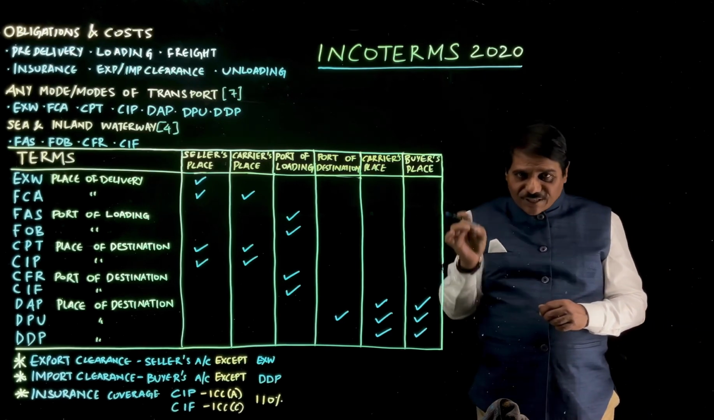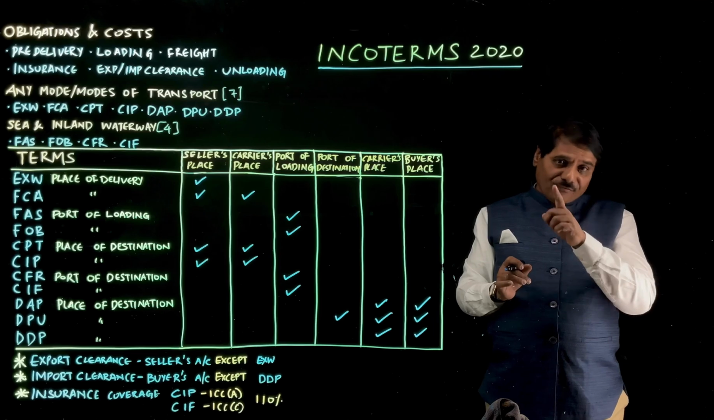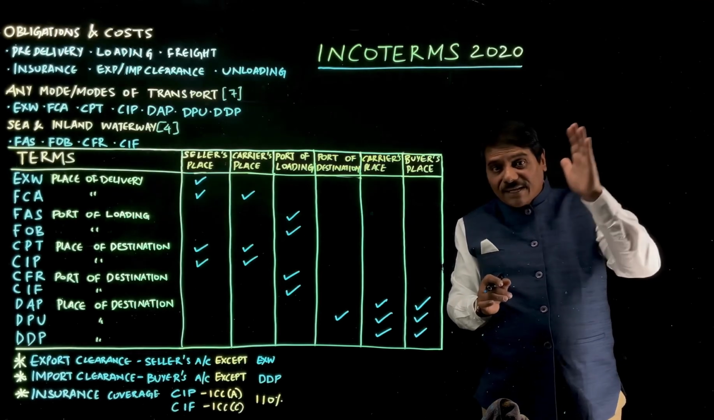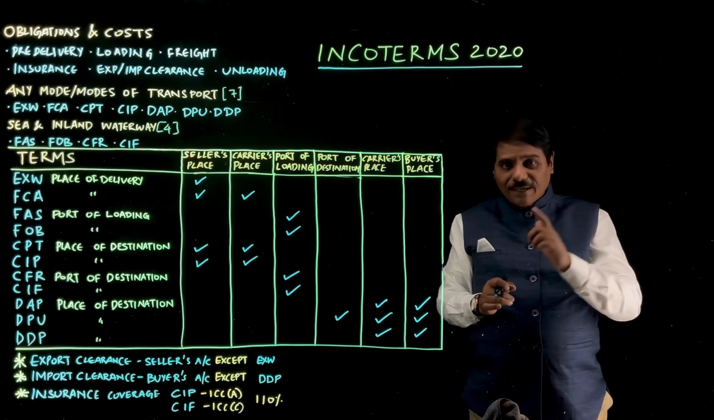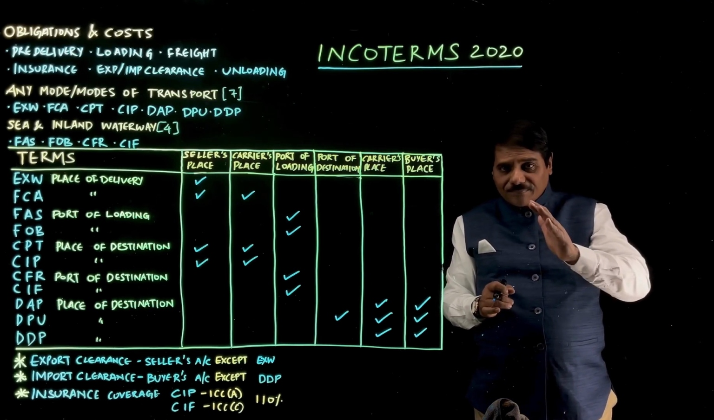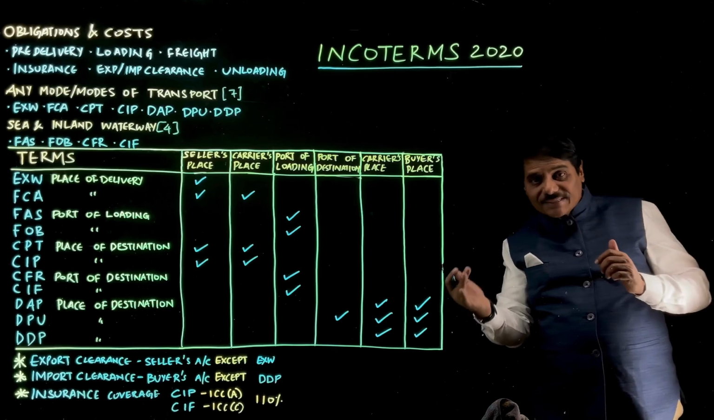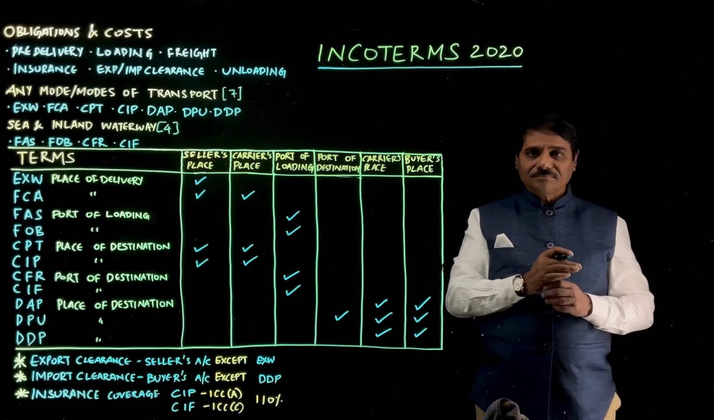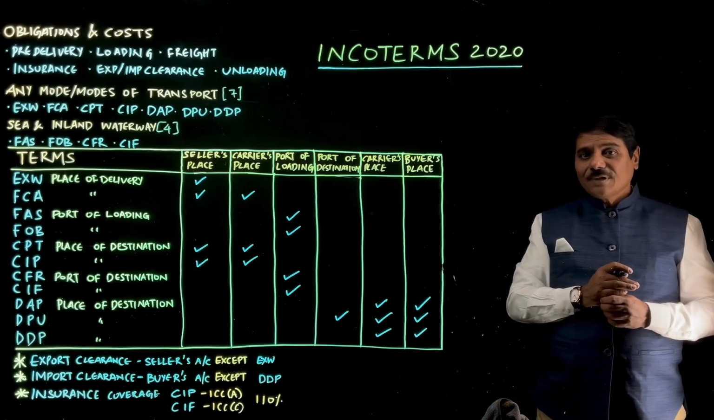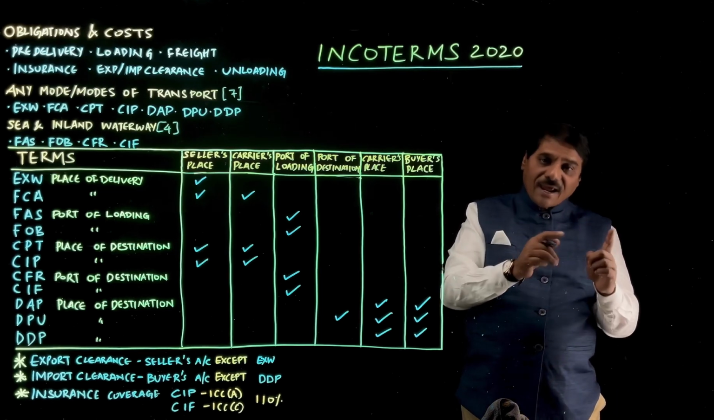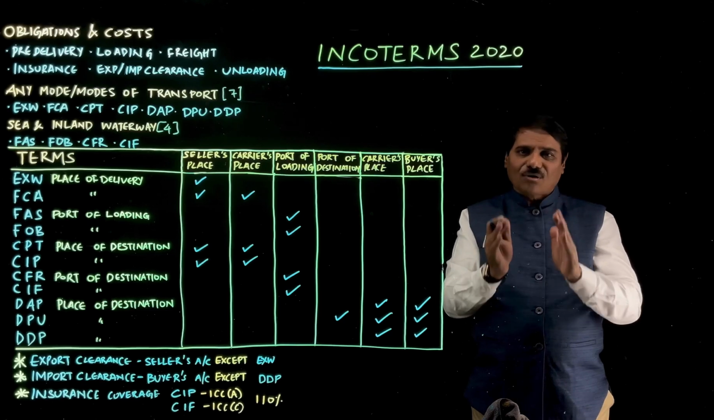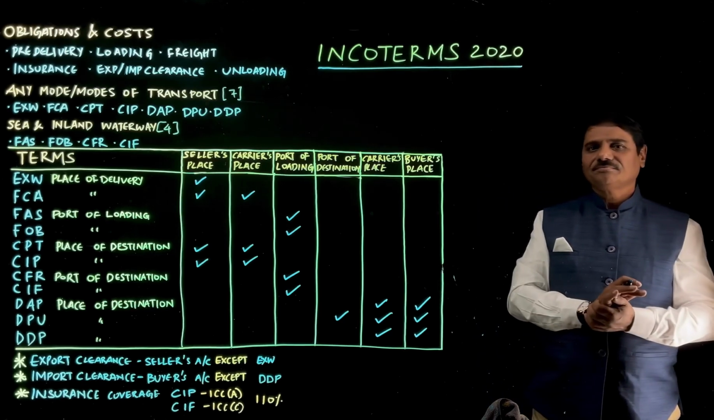What is the difference between these two? In case of FOB, the buyer is arranging the ship. In case of CFR, the seller is arranging the ship. But the risk is the same. Risk is passing from seller to the buyer at the load port once the goods are loaded on board the ship.